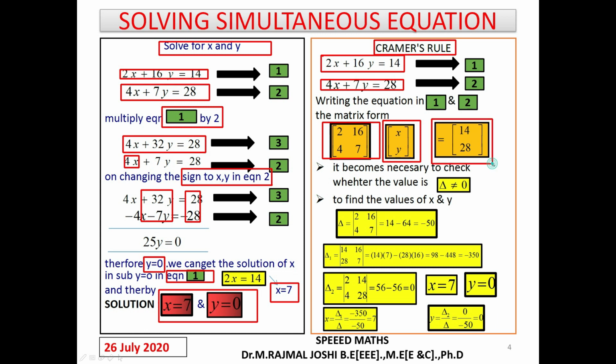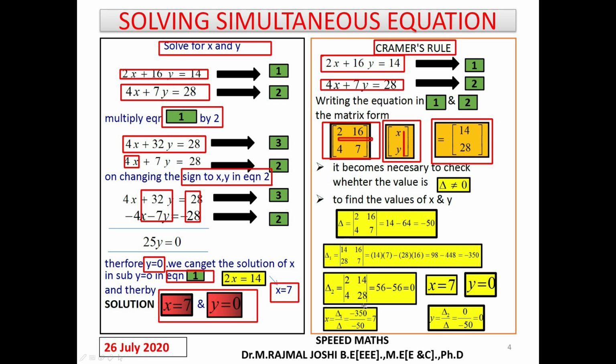So when you multiply this matrix with x and y, we need to get the same equations. We will check whether we are getting the same equations or not. So 2x plus 16y is equal to 14, and 4x plus 7y is equal to 28.